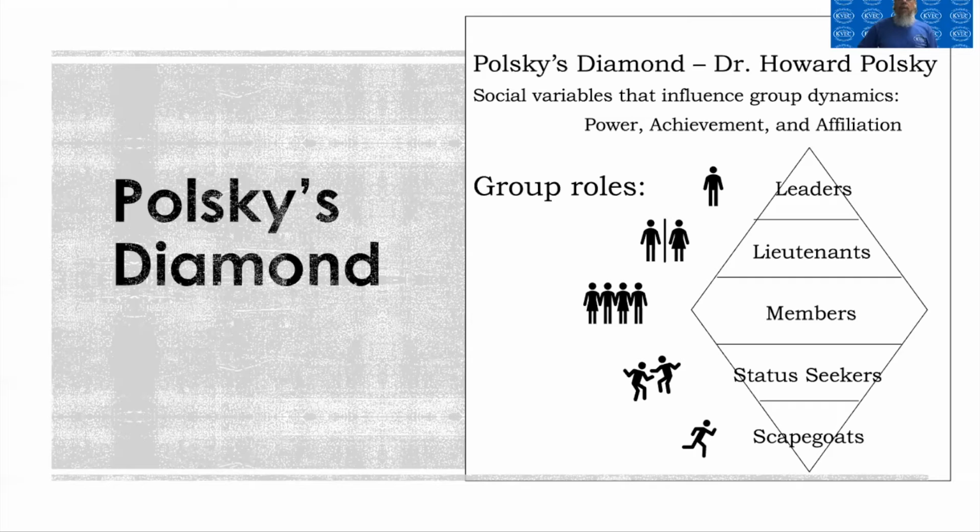The next students that you think about, if you look at your classroom, are your status seekers. And it's just what it says. They don't know where they fit on this diamond or this pecking order. So they're going to act out to try to get the attention of the leaders and the lieutenants. So your status seekers are the ones that try to impress and bond with peers. They're probably the ones that are going to give you probably the most difficult time in the classroom.